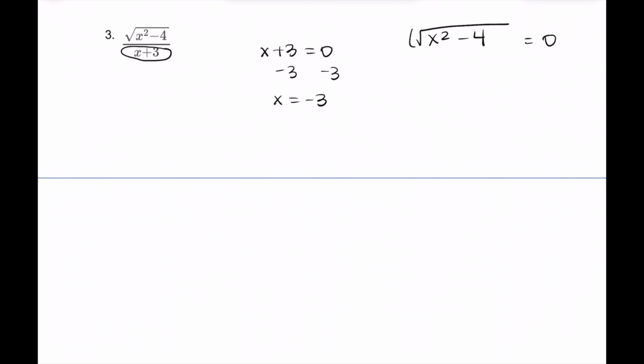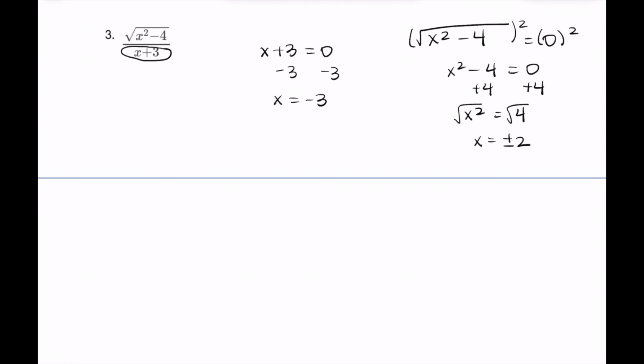So if we go ahead and set the numerator equal to 0 as well, we would have the square root of x squared minus 4 equals 0. We will square it to get rid of the square root. Then we'd have x squared minus 4 equals 0. When we add 4 to each side, we get x squared equals 4. Then we'll square root. Anytime you square root, it is plus and minus. So it is +2 and -2.